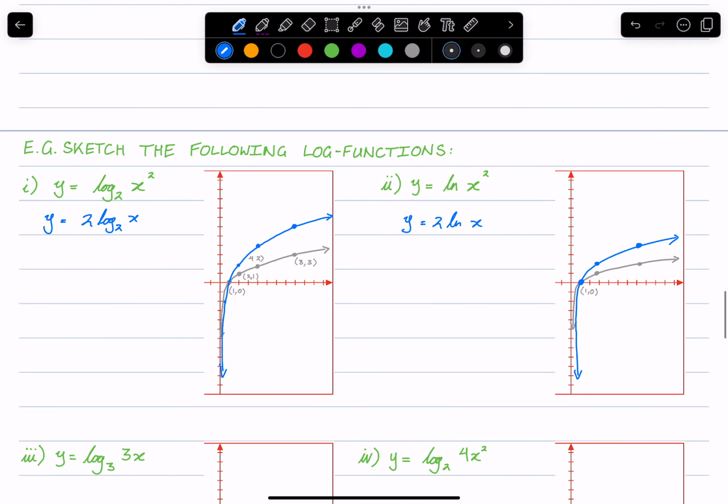Right, so I hope that gave you an insight into just this first transformation. So don't forget that we can take the power and move it to the front by the use of log laws.